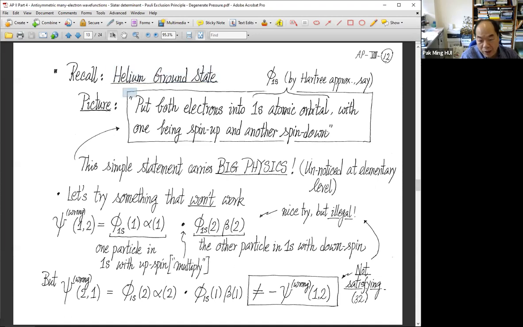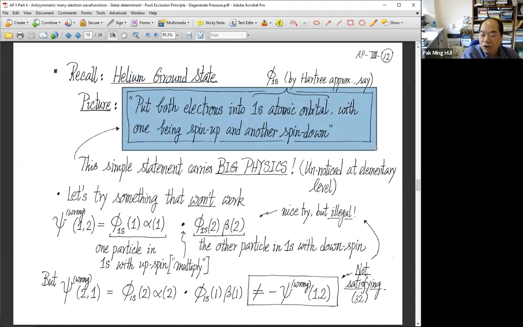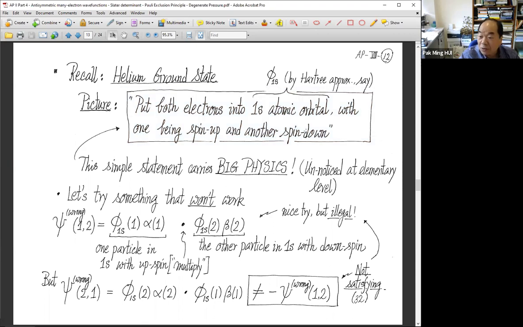Everybody can tell me this, I think. The picture is both of them in 1s, one up, one down. I think every one of you has this picture in mind from high school, from chemistry course. The problem is, write down the wave function for me such that when I interchange the two particles' coordinates, it's off by a sign. First, I show you something that does not work. It's wrong. So, how about this?